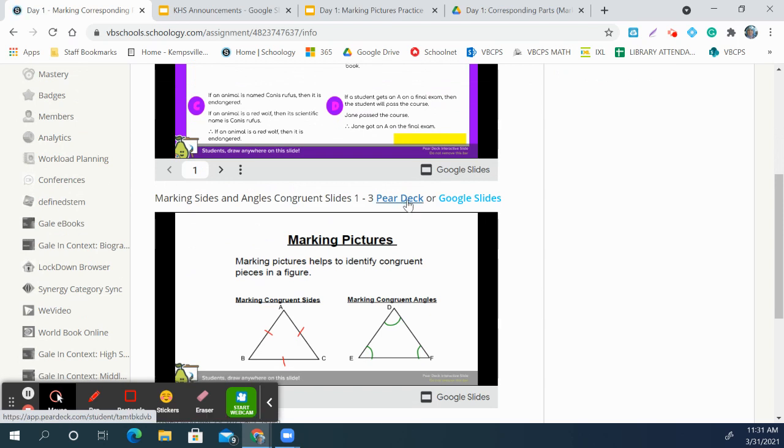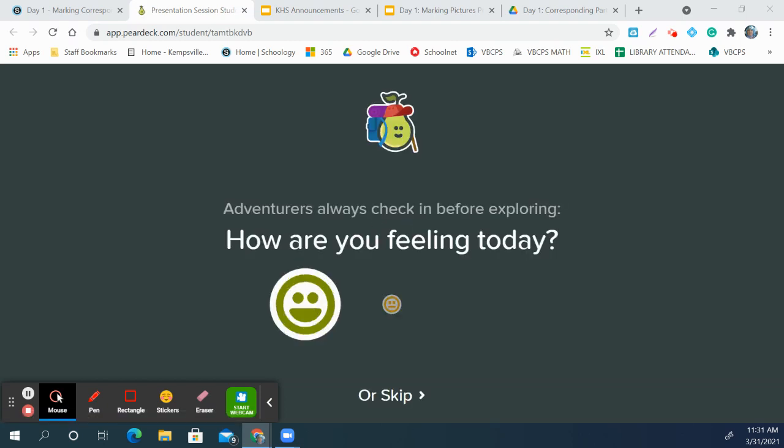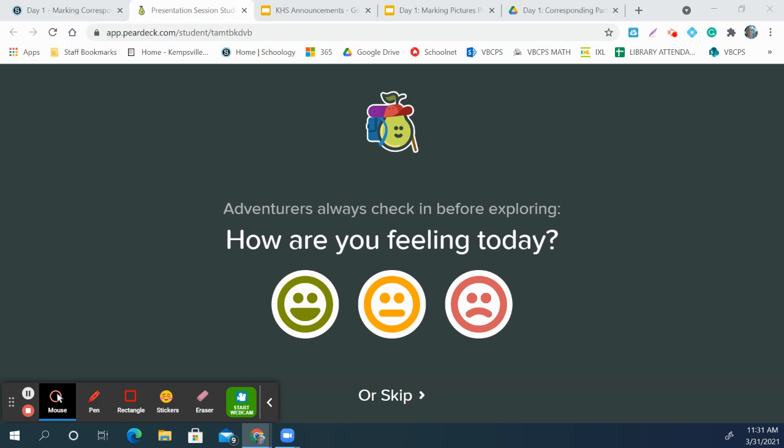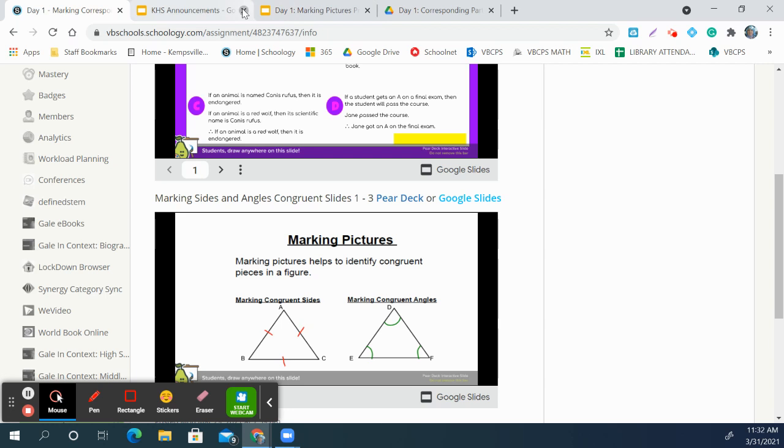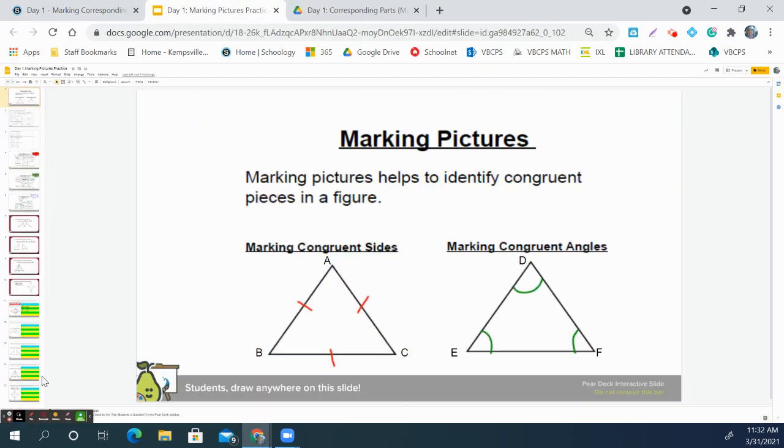So there's a Pear Deck if you would like the Pear Deck. There's Google Slides if you would like the Google Slides. I'm going to put the Pear Deck link in the chat. We've already started these a little bit. If I can get the chat to open up. There you are, chat. If you would rather have the Google Slides, you are welcome to open those. And if you would rather just write it on paper and go old school, that's cool too. Okay, but this is where we're going to start.